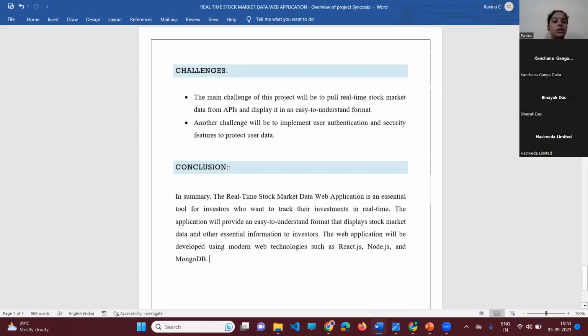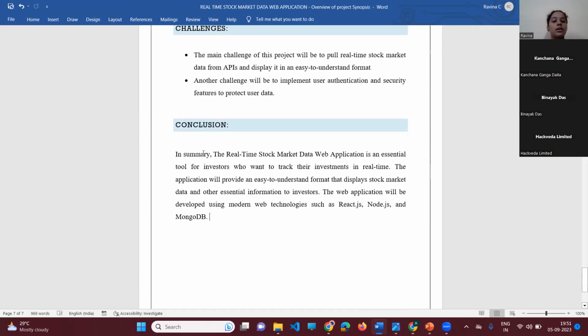And in conclusion, the content of the document, I summarized it like this: the real-time stock market data web application should be in an easy to understand format, and it is built with React, Node.js, and MongoDB.